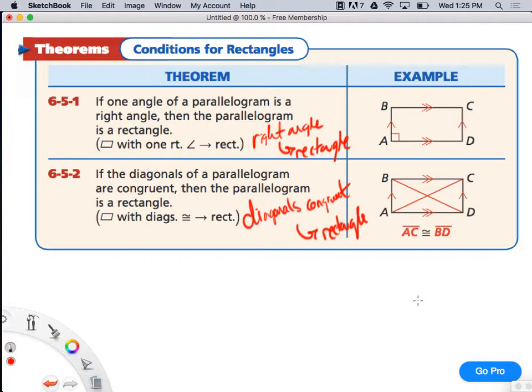And what does it mean if they're congruent? They have the same length. Yeah, same length. Okay, they're congruent. They have the same length. So that's a condition for a rectangle.